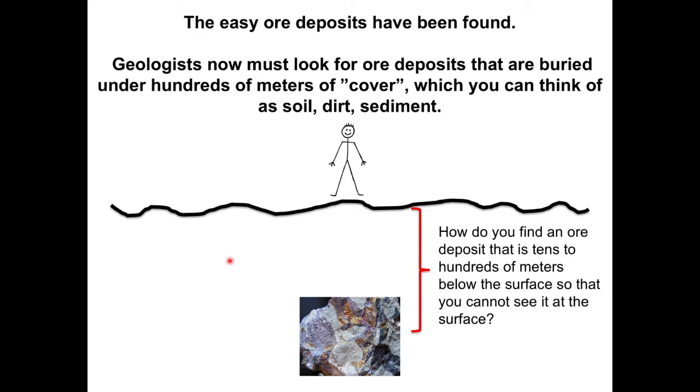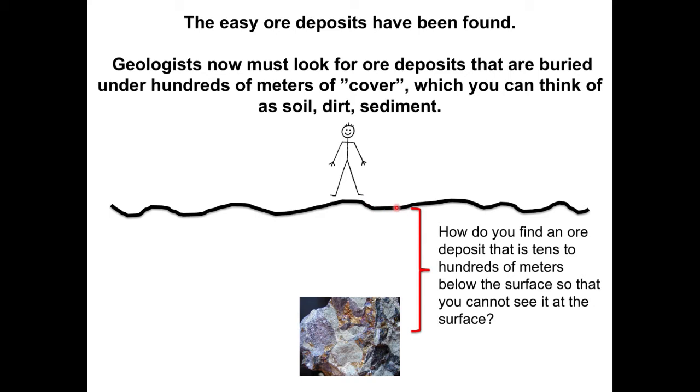So today when we think about finding ore deposits, imagine that this is the ground surface in black, and we're standing on the surface of the earth. And we have ore deposits that are buried under what we call cover. And I want you to think of cover as soil or dirt or sediment, the same type of soil or dirt or sediment that you might have in your backyard or at a local park. And so now we have exhausted most of the mineral deposits that intersect the Earth's surface, meaning those that you would literally trip over.